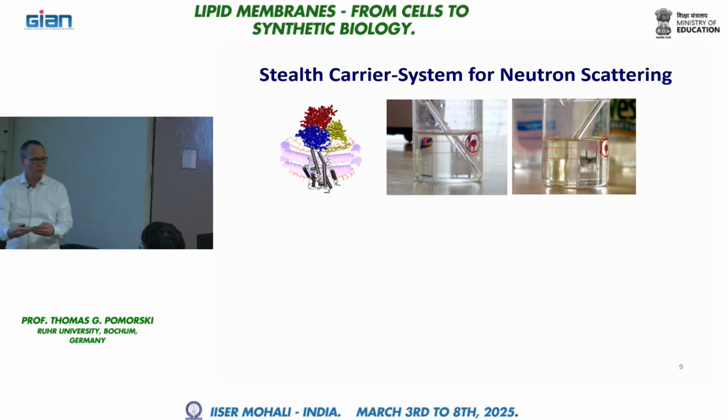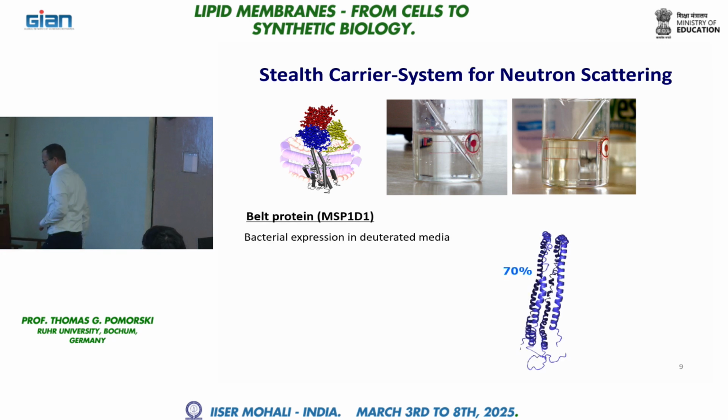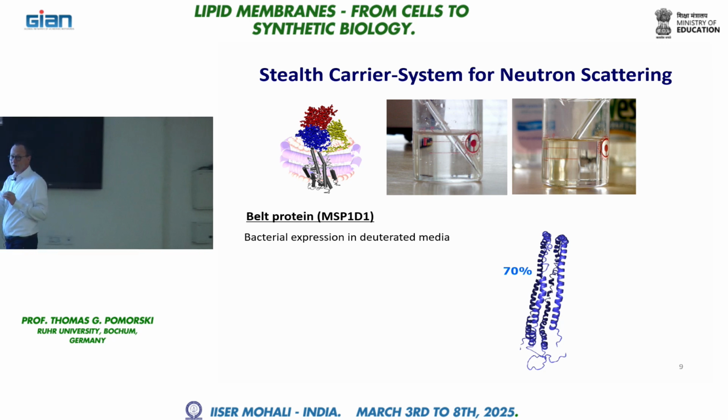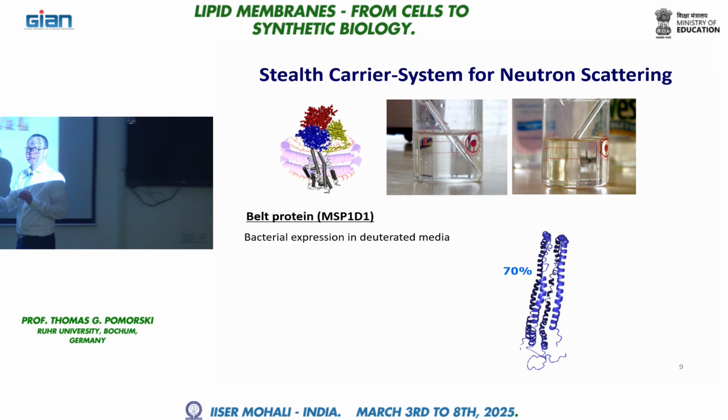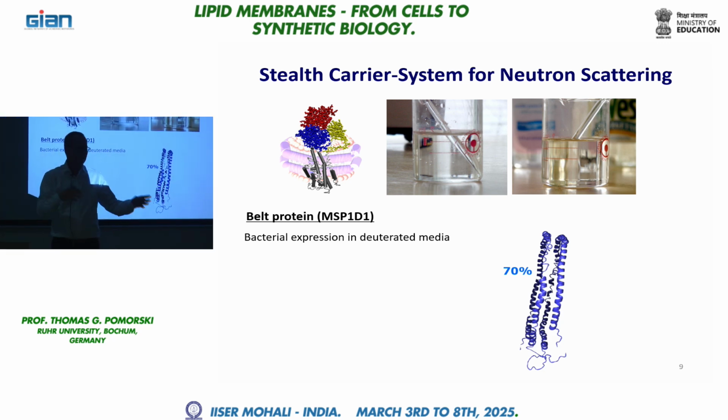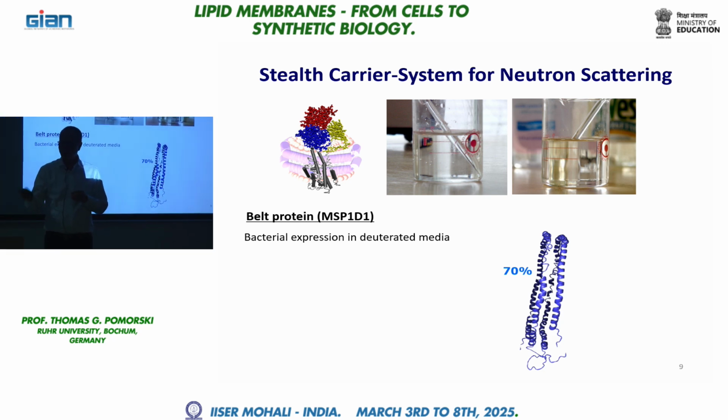And this is what we want. We don't want to see lipids. We don't want to see belt proteins, but we want to see the protein. Okay? So what you do in the case of neutrons is you can take advantage of an isotope of hydrogen, and that's deuterium. You know what the difference between hydrogen and deuterium is? Yeah, what would it be?